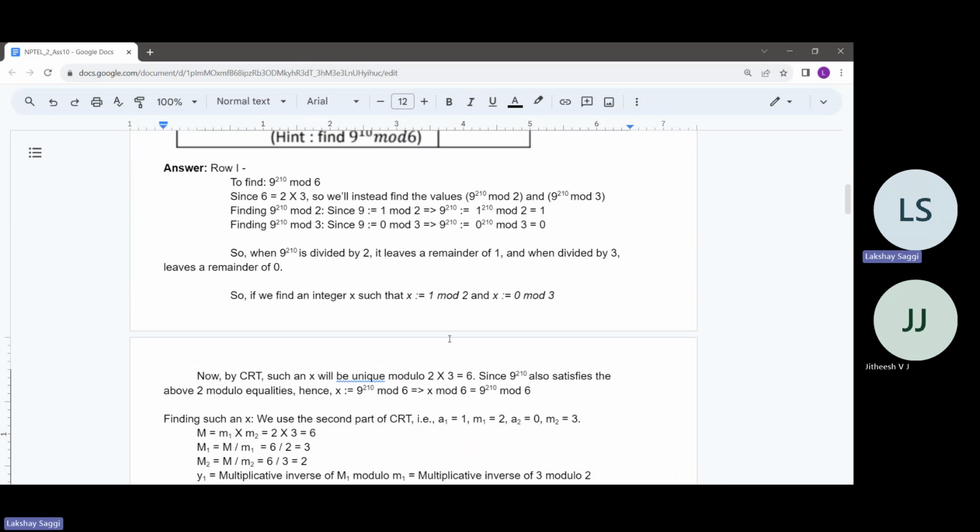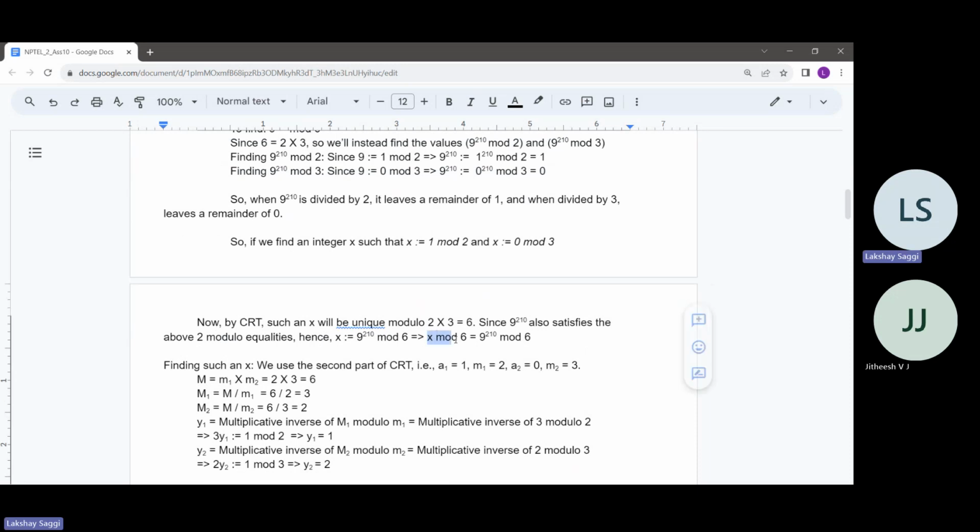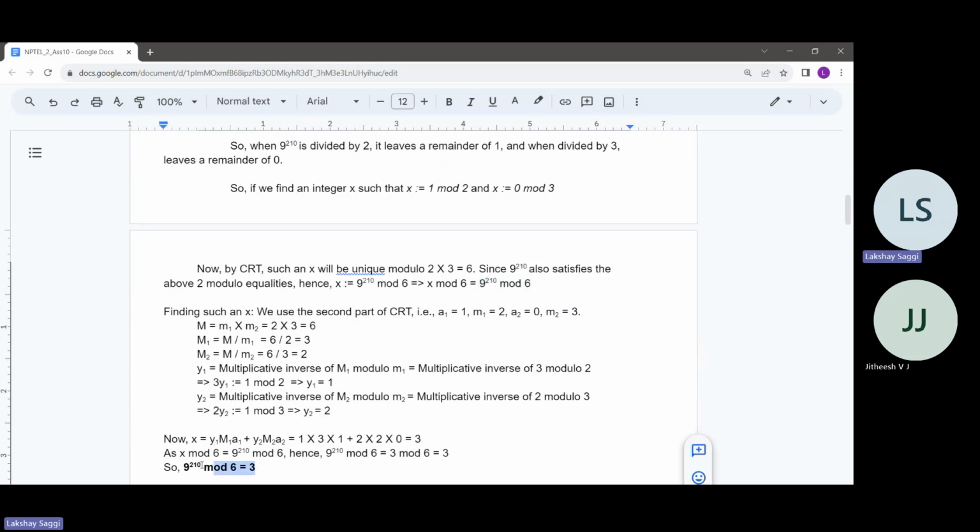And now what we claim is, if we have two solutions, then they must be the same with respect to modulo 6. So 9 raised to power 210 was a solution and x was a solution where x was equal to 3. So with respect to mod 6, both of these solutions should be equal. So 9 raised to power 210 mod 6 should be equal to x mod 6. And from this, we easily obtain that 9 raised to power 210 mod 6 is equal to 3.